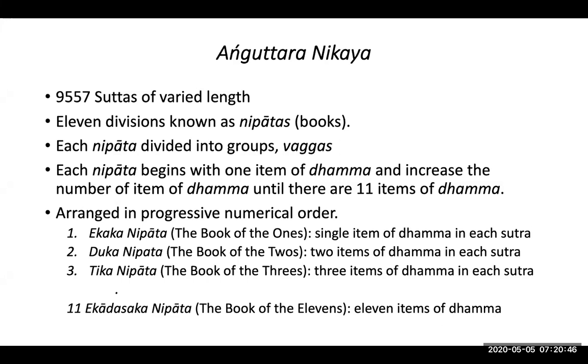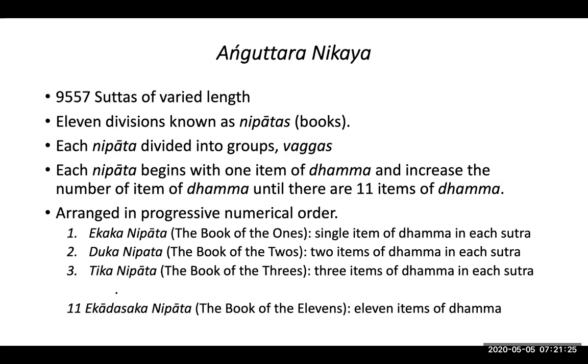This collection of discourses, Anguttara Nikaya, contains 9,557 short sutras, and it is divided into 11 divisions known as Nipata. Each Nipata is divided into groups called Bhagas, which usually contain several sutras. The discourses are arranged in progressive numerical order.